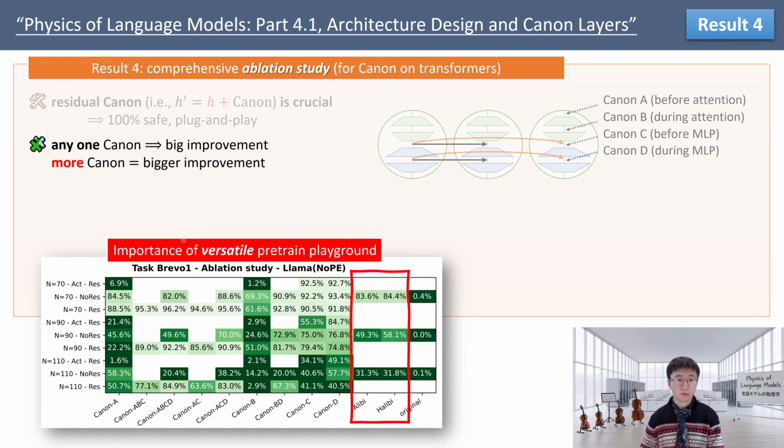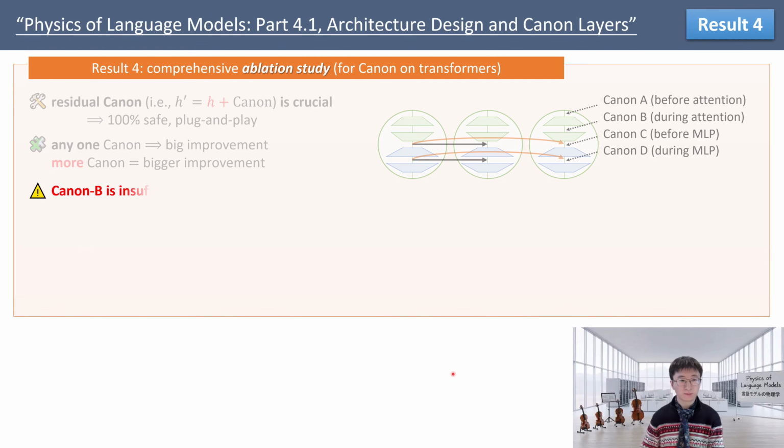So this is actually something I'm going to reiterate a few times today. That is, it's absolutely important to design a versatile pre-trained playground. If you only focus on, for instance, associative recall, or if you only focus on, say, long context, yes, you may get some improvement, but you're going to miss the improvement in some other dimensions of the skills. So once you use a versatile pre-trained playground, you can truly see, for instance, the benefit of doing Canon over, for instance, ALiBi attentions.